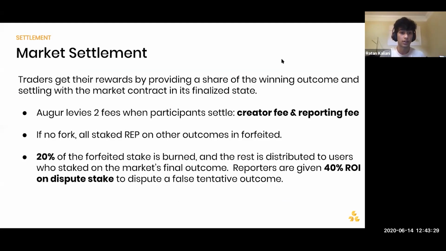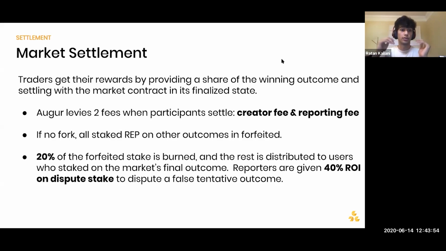Traders get their rewards, as I touched on earlier, by providing a share of the winning outcome and settling with the market contract. All this is decentralized and ensures that there's no corruption or risk on the trader side. The fees are reduced from traditional centralized markets, and this is really what's incentivizing users, traders and bettors to move over to the Augur platform.